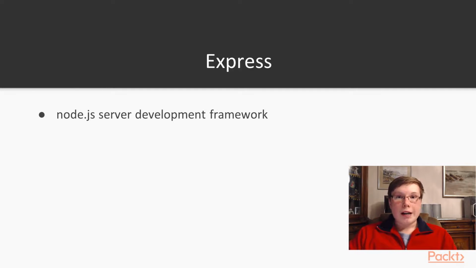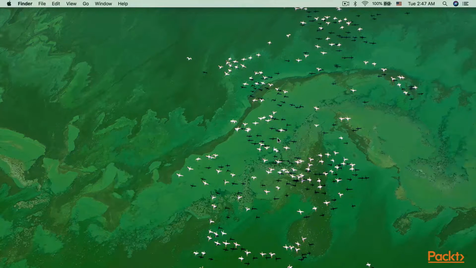Okay, so now that we know what Node is, now that we know NPM, Node Package Manager, and Express, let's go and actually install Node to create our application. The first thing we're going to need is actually Brew. So we need a package manager on our system.